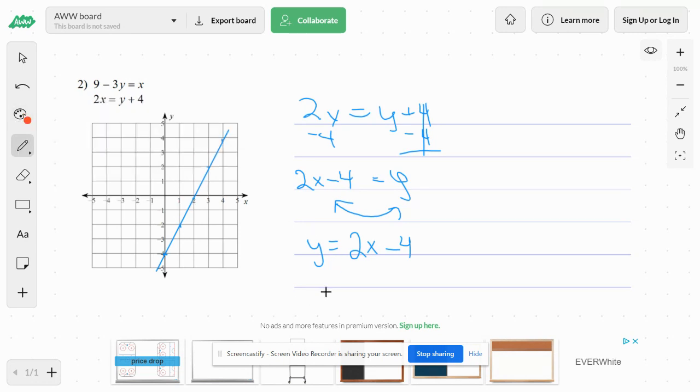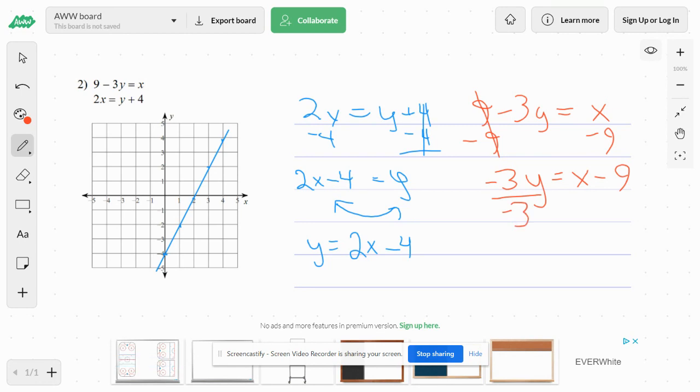Now my other equation, 9 minus 3y equals x, also not slope-intercept form, and y is not by itself again. So I'm going to start out, subtract 9 on both sides. That cancels. So I get negative 3y equals x minus 9. And then y is still not by itself. I have to divide by negative 3. Negative 3 divided by negative 3 cancels. I also have to divide this entire side by negative 3.